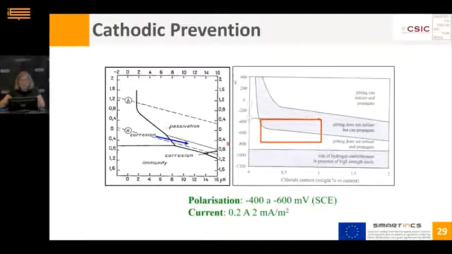But let us see this diagram. As the potential of the reinforcement is more positive, the amount of chlorides it can resist is lower. As the potential of the reinforcement becomes more negative, higher chloride contents can be supported by the reinforcement itself. Considering that this region could be moved between minus 400 and 600, in this region the amount of chlorides the reinforcement can support is significantly increased, and the amount of current is lower, however.